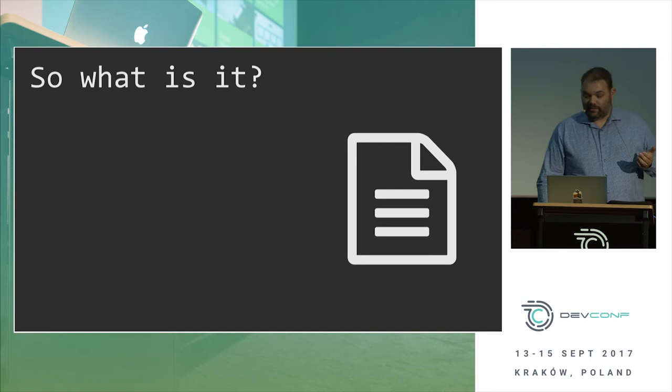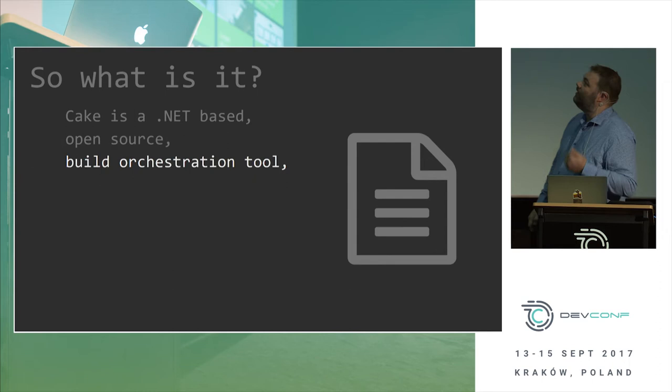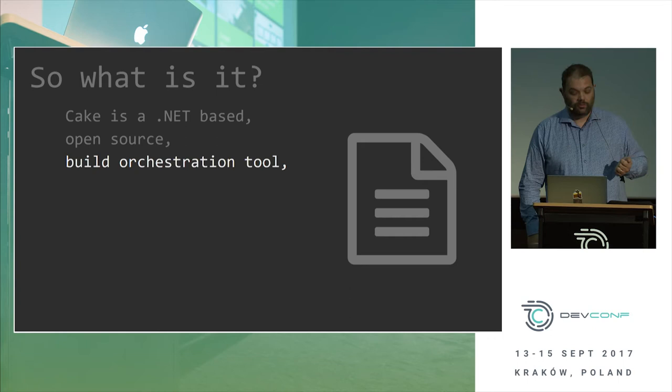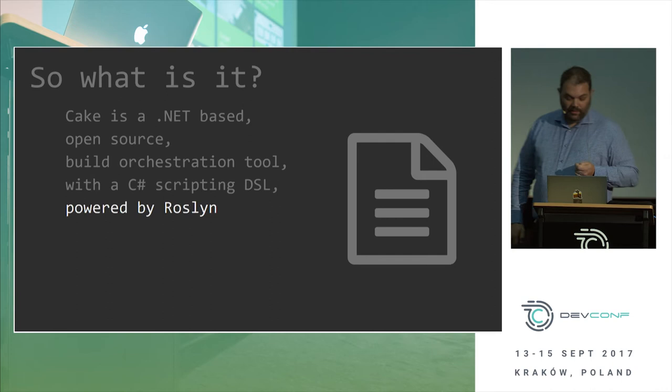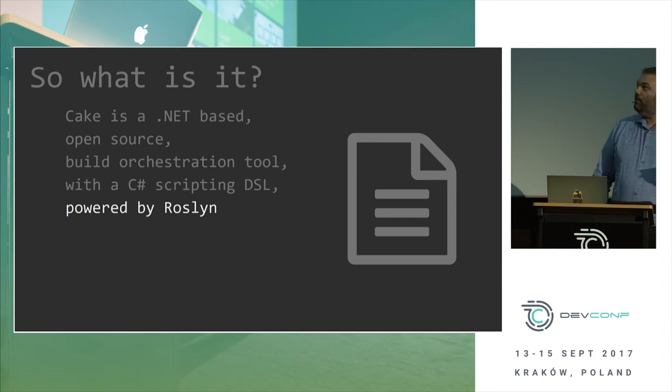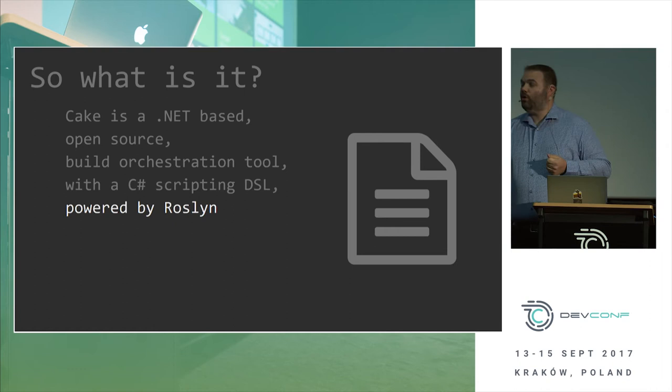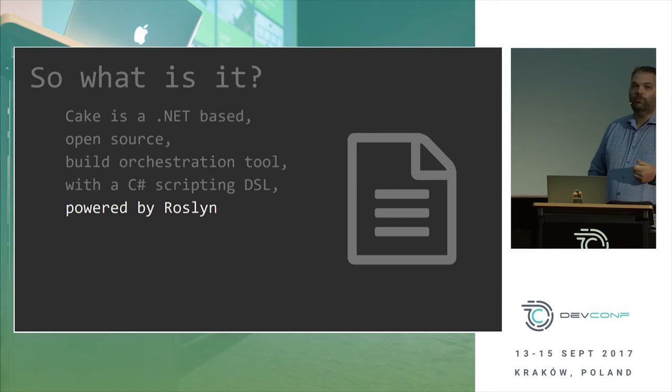So, what is it? Cake is .NET based. It's open source. It's a build orchestration tool. As I say, we don't replace anything; we orchestrate tools. We're a C# scripting DSL, powered by the Roslyn compiler. And since yesterday, because I will demonstrate bits that are hours old, we only have Roslyn. Before, we needed the Mono scripting engine on Mono, but now with the latest Roslyn bits, we can use Roslyn across the board. So we have the exact same scripting experience across runtimes now.